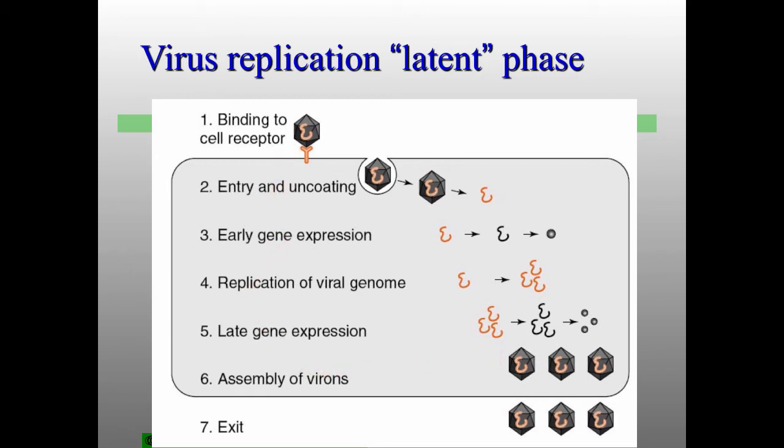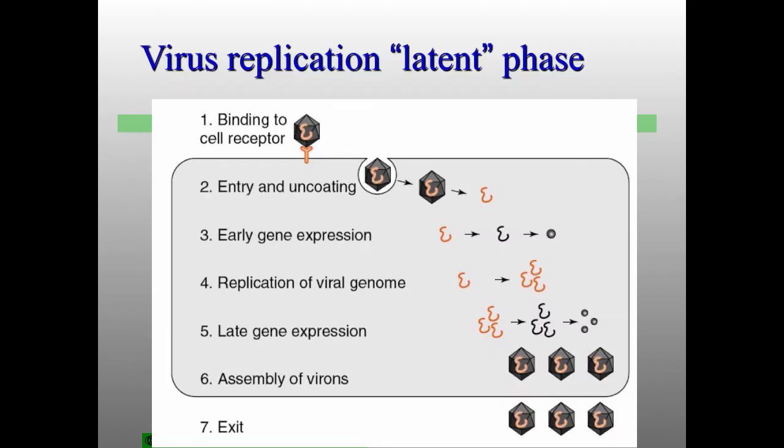Then your late genes, which are almost always your structural genes, are the ones made from the new genomes. These new genomes then lead to production of messenger RNA. Cellular translation takes place. These proteins get together with the nucleic acid to make your virions, the assembly process, and then these virions get out, from outside to outside, to go and repeat this whole cycle again and again and again.